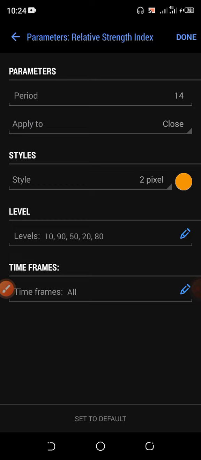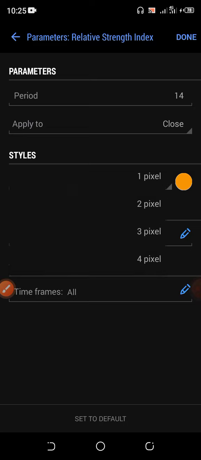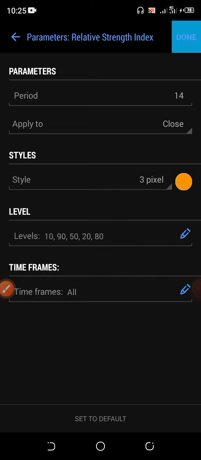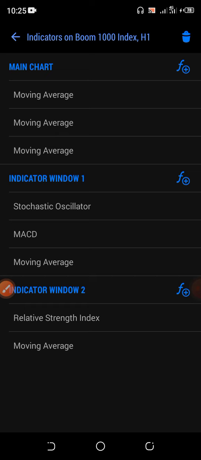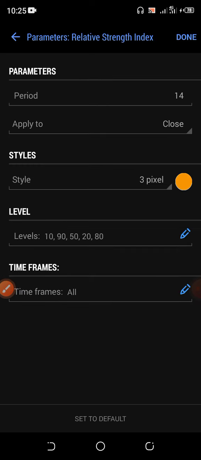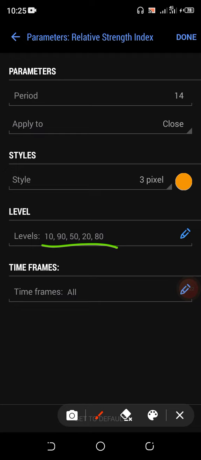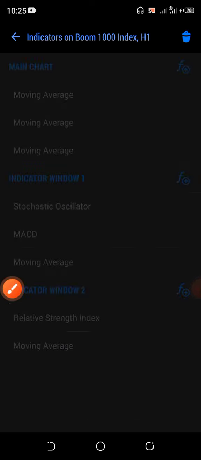So indicator window 2. Then I add relative strength index. I use 14. That line you see that crosses above it is this. So this time, use 10, 90, 50, 20, 80. That is what you should use. Please use it. It will benefit you.